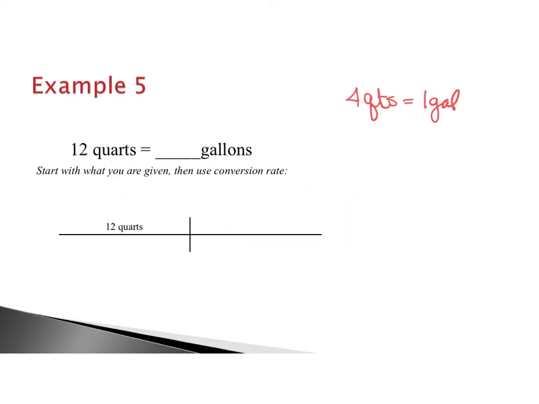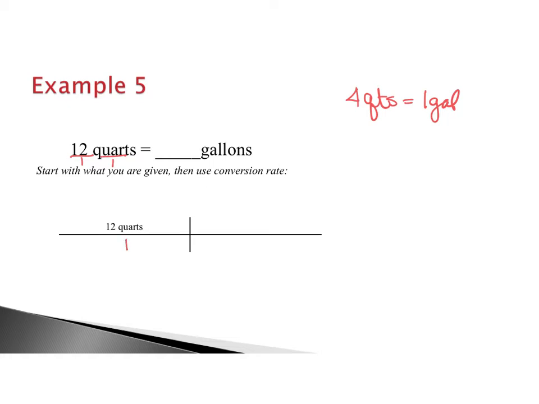So I personally find it easiest to use this little chart here. So notice I'm going to start out with what I was given. So I'm given 12 quarts. So I'm going to put 12 quarts in the top box because if you remember, this is really 12 over 1, and that would be quarts over 1. So I really have 12 quarts over 1.